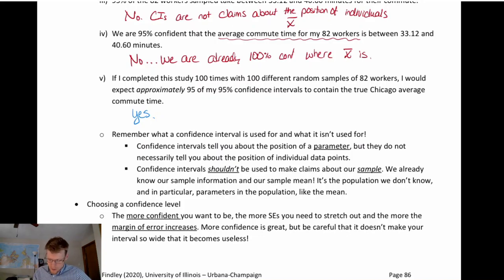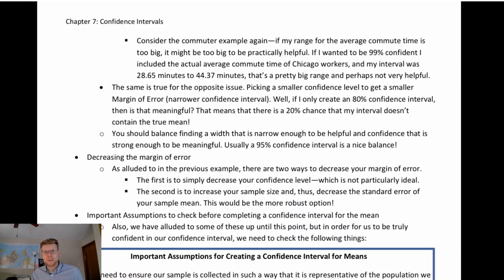We've already talked about this part, so I'll skip through it, but in choosing a confidence level, the more confident you want to be, the more standard errors you need to stretch out, and the more the margin of error increases. So confidence is great, but there's a cost, right? More confidence means more range, more uncertainty about where that parameter is going to be.